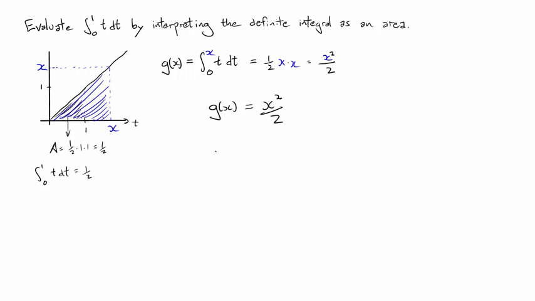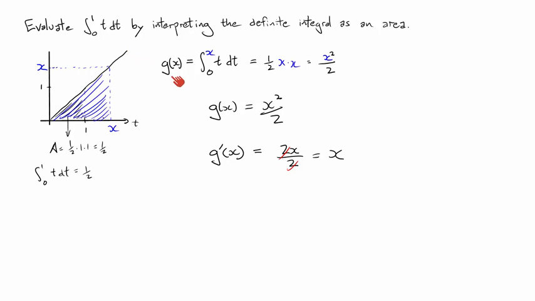Now what's really neat to notice is that if I take the derivative of this new function g, the derivative of x squared is 2x, and I have a 2 in the denominator, so those 2's will cancel, and I'm left with precisely x. So the derivative of g is a function that takes an input x and gives you the output x. Now, that's the function, actually, that we started with. The function we graphed over here was just t. It takes an input t and gives the same number as the output.